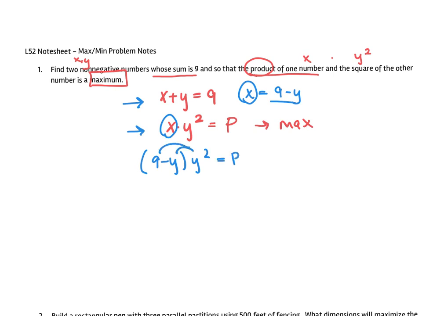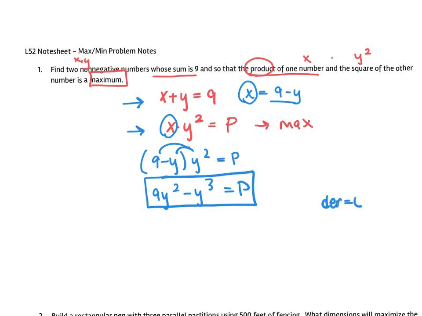And when I solve this, I'm going to distribute. So now I have 9y squared minus y to the third is equal to P. Now this is the equation that I'm going to use from this point forward. What I want to do is maximize something. We know that to maximize or to minimize something, either way, is finding a turning point. So going from an increase to decrease or decrease to increase. We also know that happens when the derivative is equal to 0.